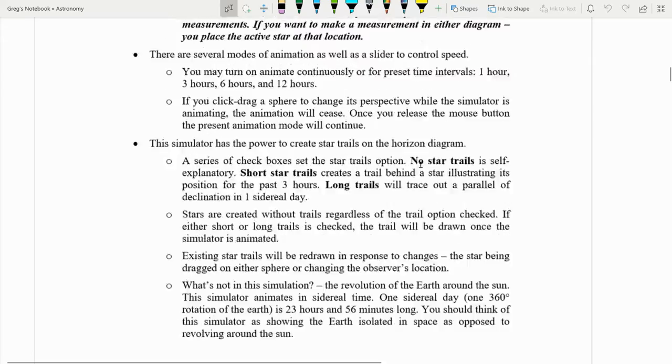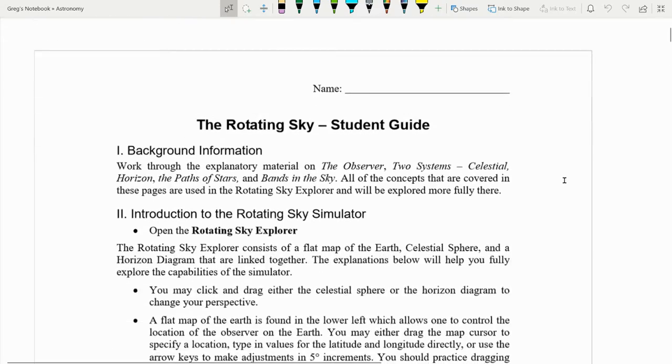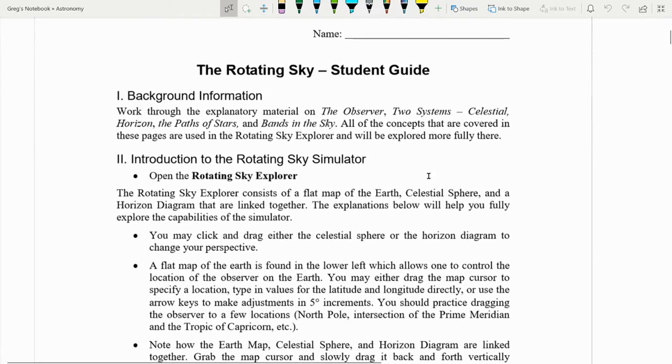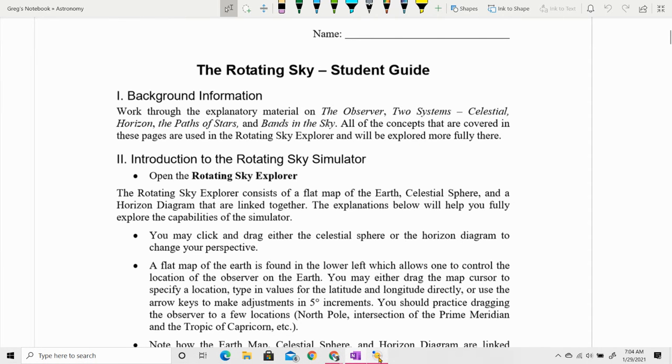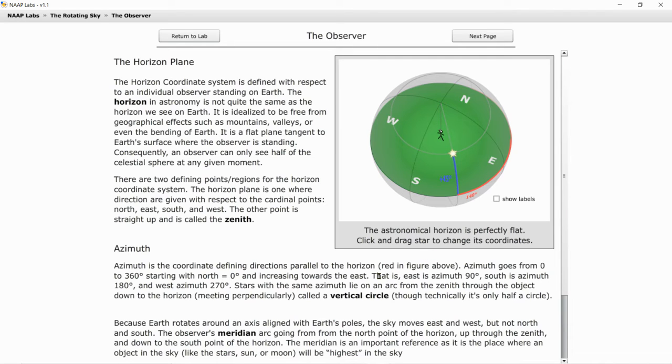All right, so best place to start is at the beginning. So let's take a look. Background information. Work through the explanatory material on the observer, the two systems, celestial horizon, the path of stars, and bands in the sky. All of the concepts that are covered in these pages are used in the Rotating Sky Explorer that will be used or explored more fully in the lab. Okay? So, background information. Let's take a look at that background information right here.